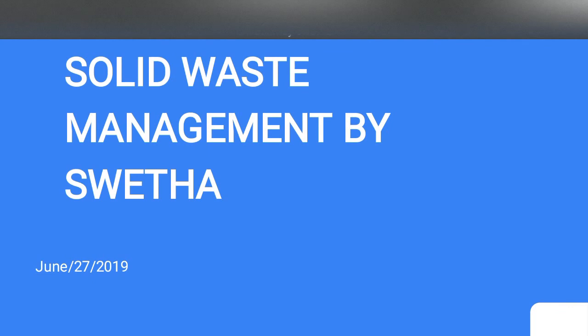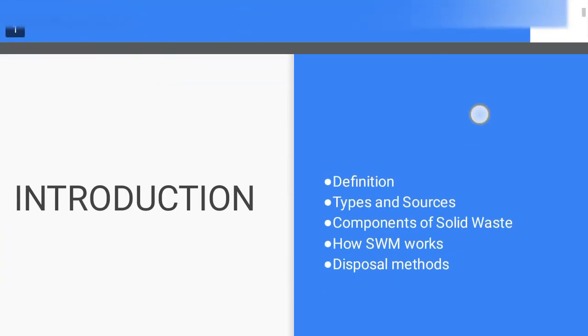I hope you have learned some of the things in part 1 of the solid waste management chapter: the introduction, the definitions, the major types and sources of solid waste, and the types of waste usually generated. Next we'll come to the part called components of solid waste and what it is going to deal with.